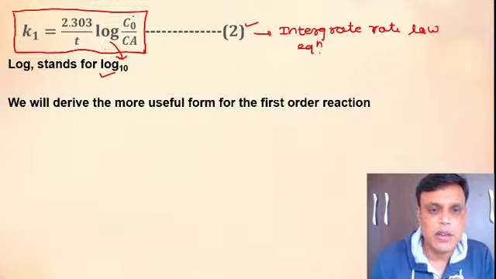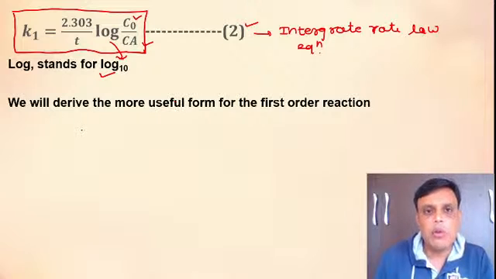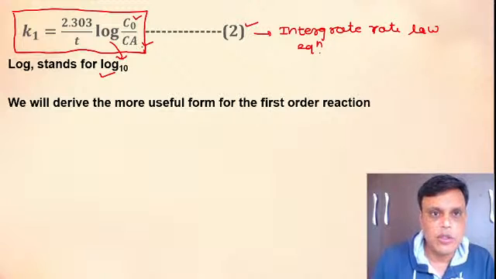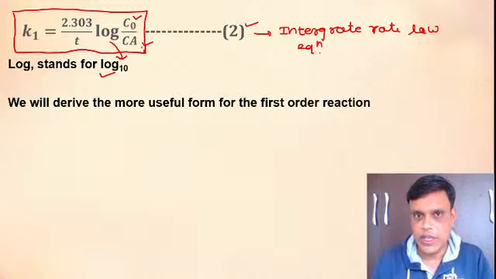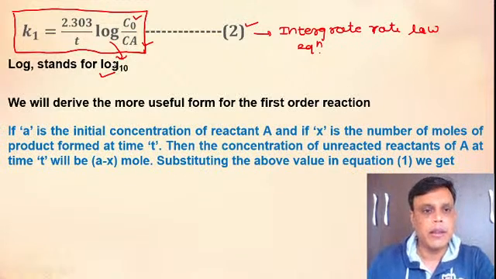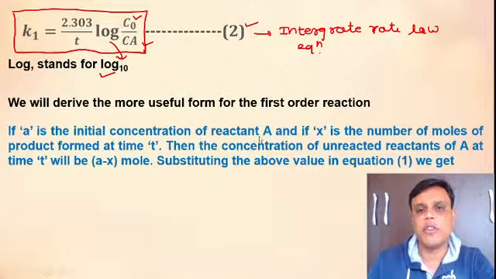Here concentration C0 is written, Ca is written. So what we will do? We will derive the more useful form for the first order reaction. Instead of C0 and Ca, we will put particular values. We will start with the initial concentration. Let us consider A is the initial concentration of reactant A. Here we have taken C0 as the initial concentration. And X is the number of moles of the product formed at a time t.